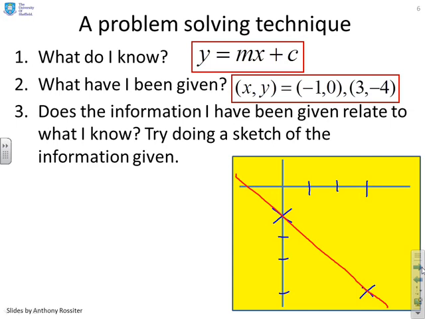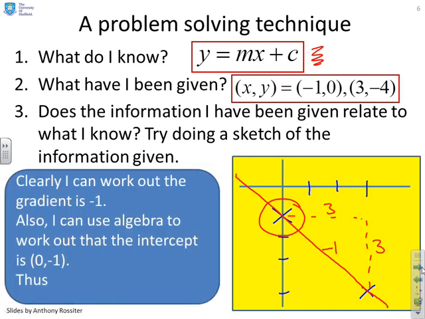Does it help me relate to the equation I already know? Well, clearly, you can see that you've been given the intercept. That may not have jumped out at you first because you were given it as a point (-1, 0), but you can see you've been given the intercept with the vertical axis, so you know C. The next thing is, because you've got these points, you can clearly see what the gradient is. That distance is 3, and that distance is 3. So the gradient is -1. So I can work out the gradient is -1, I can work out what the intercept is, and therefore I can write down the equation for this line.